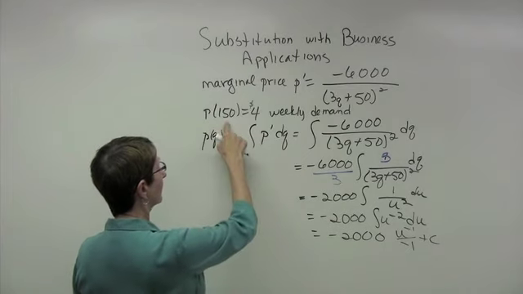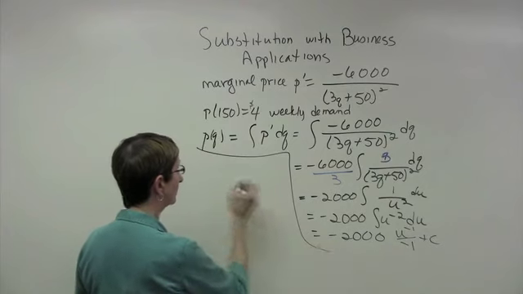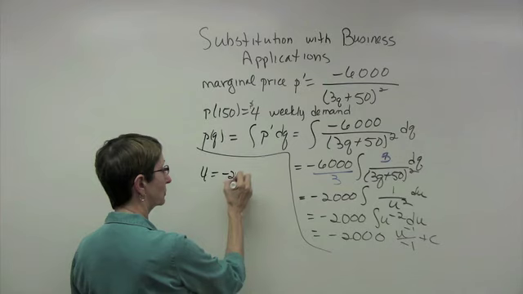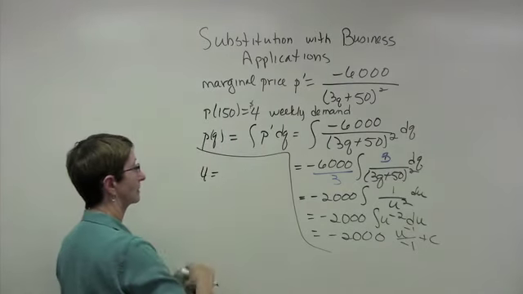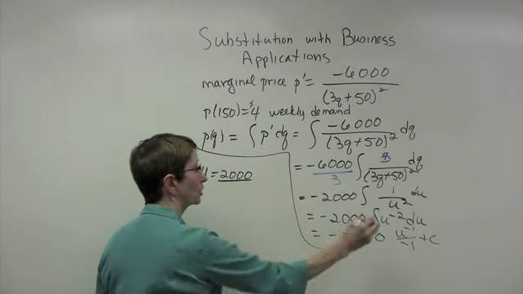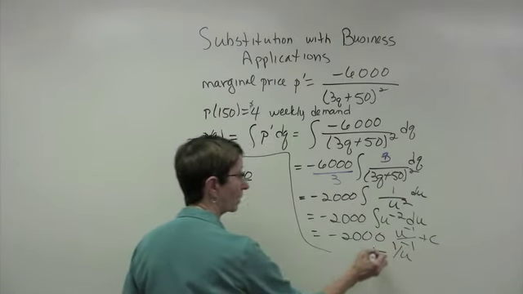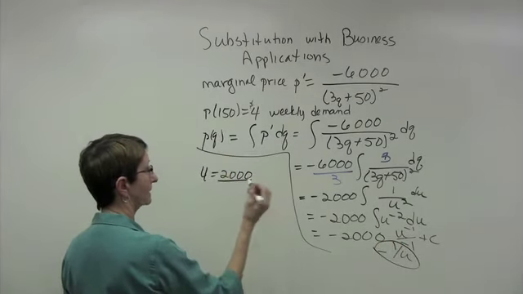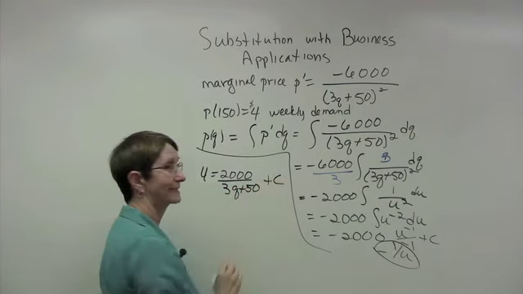So P of 150 is 4. That means my price is 4. Over here, this is negative 2,000, but that's negative 1, which makes this plus 2,000 over u. This is negative 1 divided by u, that's what our u to the negative 1 gives us. U was 3q plus 50, and then we have a plus c.